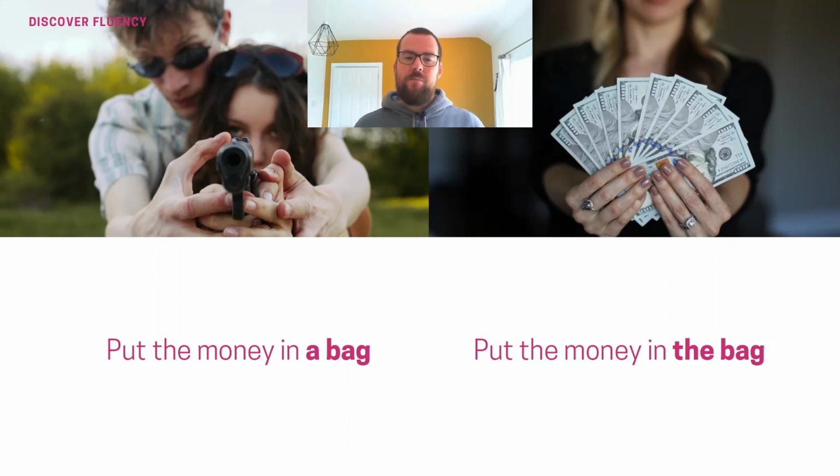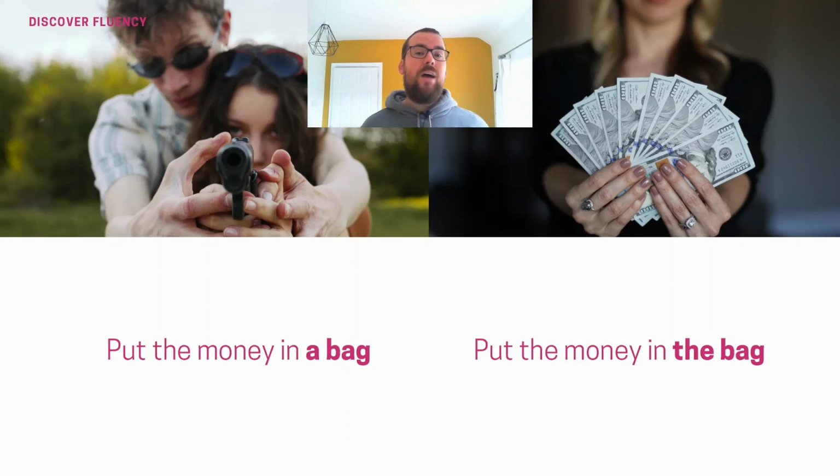The first one then, put the money in a bag. We're talking about one bag in general. The idea here is the specific bag is not important, and I'm not giving you any ideas of which bag I want. Imagine that I have 10 bags, and I just want you to get money and put it in one of my 10 bags. In this case, a bag would apply because it's one of many.